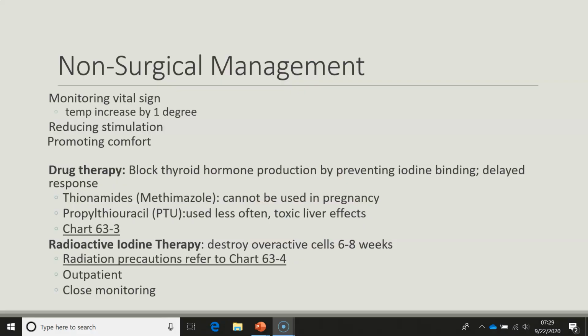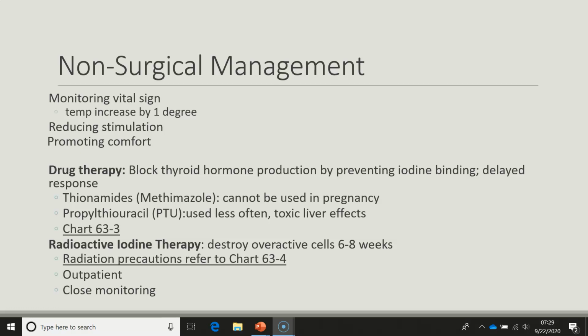For nursing interventions, though, we want to make sure that we're monitoring their vital signs and make sure that our unlicensed personnel realize that even a 1-degree alteration in their temperature can be a sign of impending thyroid storm, and it's important to report that to the nurse, and in turn it's our responsibility to report that to the provider.